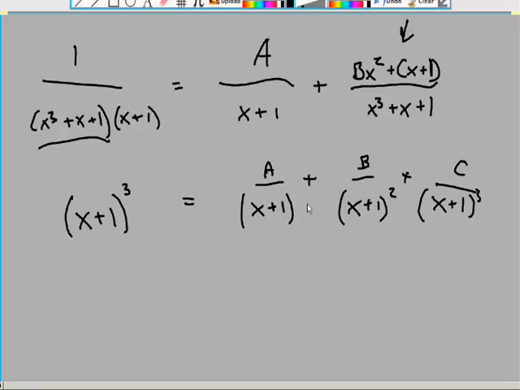Okay, I hope that helps. Yes, these are long. Yes, these are going to take a bit of work, but it's really, really helpful if you know this now before you end up in calculus. So good luck.